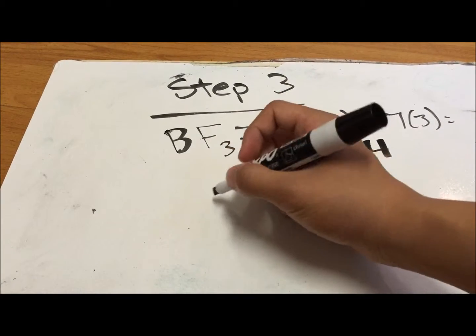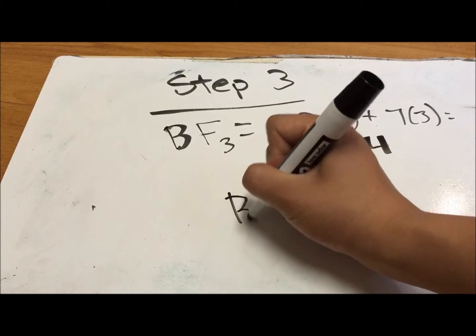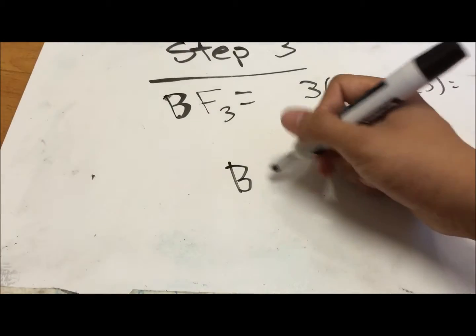Next, we know that boron has lower electronegativity, so it will be the central atom.